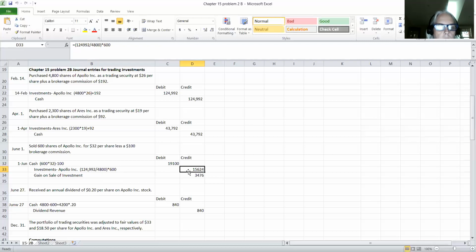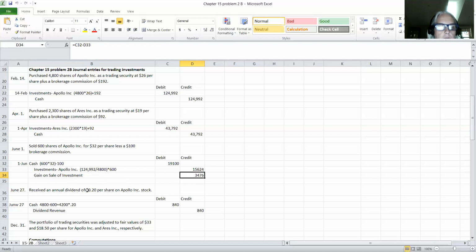Because it cost us $15,624 and we sold it for more than what it cost us, the difference will be a gain on the sale of investment. Notice the gains are credited to the gain account. This is an actual gain account that has happened, so we create the gain account by crediting it. Gains will increase on the credit side. Since we sold this stock, we now have less shares than we started with. We now have 4,200 shares left over.